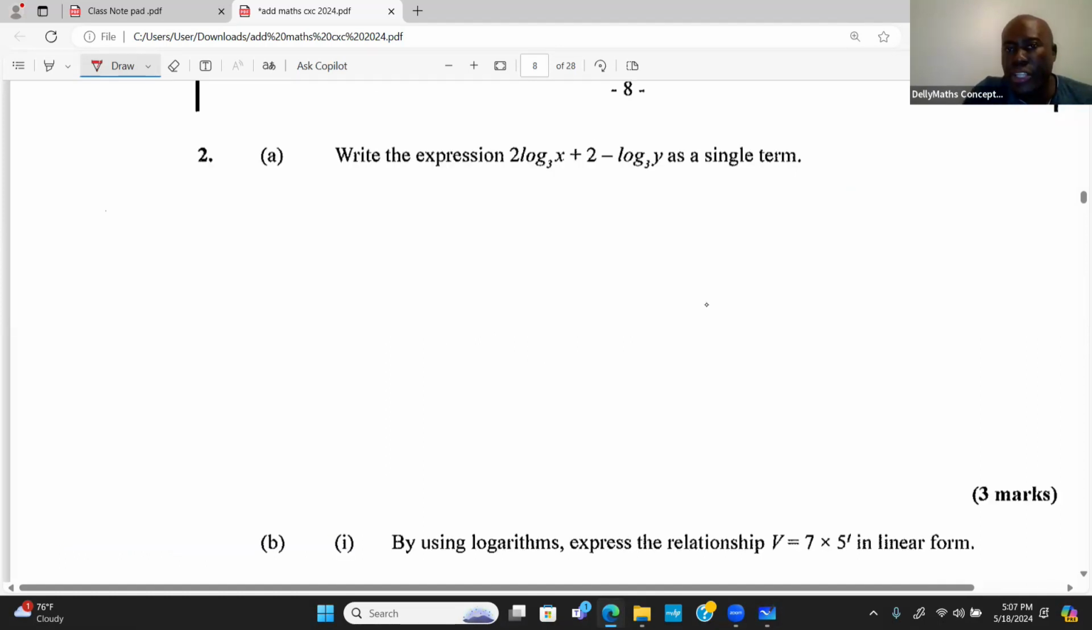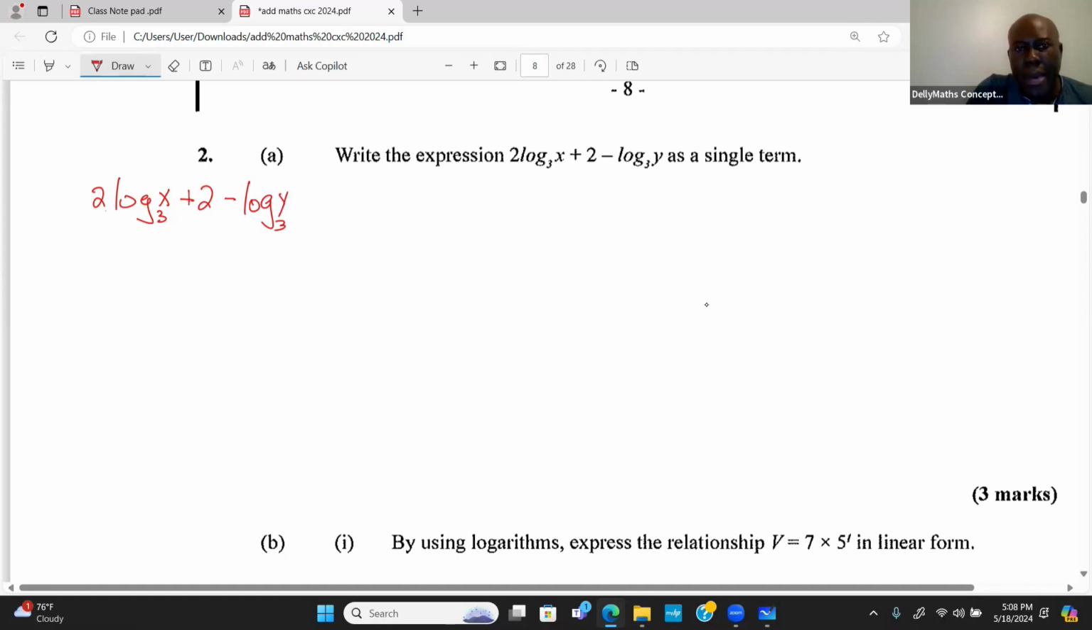2 minus log base 3 of y. I want to write this as a single log. All right, to represent it as a single log, you're going to put together some ideas that we know. So let us just kick this off as we go. First, let me write this back. So we're talking about 2 log base 3 of x plus 2 minus log base 3 of y.